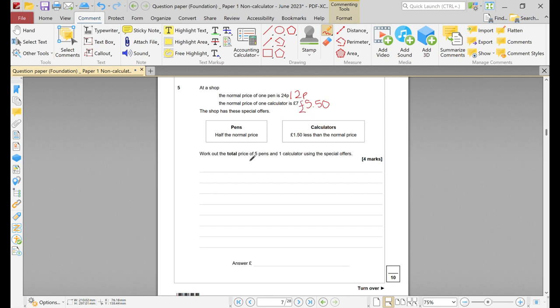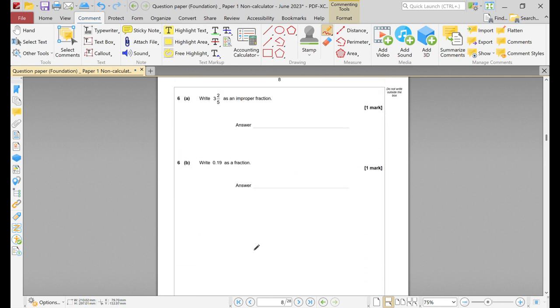So you want 5 pens. 5 times 12 pence, or 0.12 pounds, is 60 pence, or 0.6 pounds. And then £5.50 plus 60 pence. And that is equal to £6.10. Because there's a pound sign there, we don't need that. So £6.10.